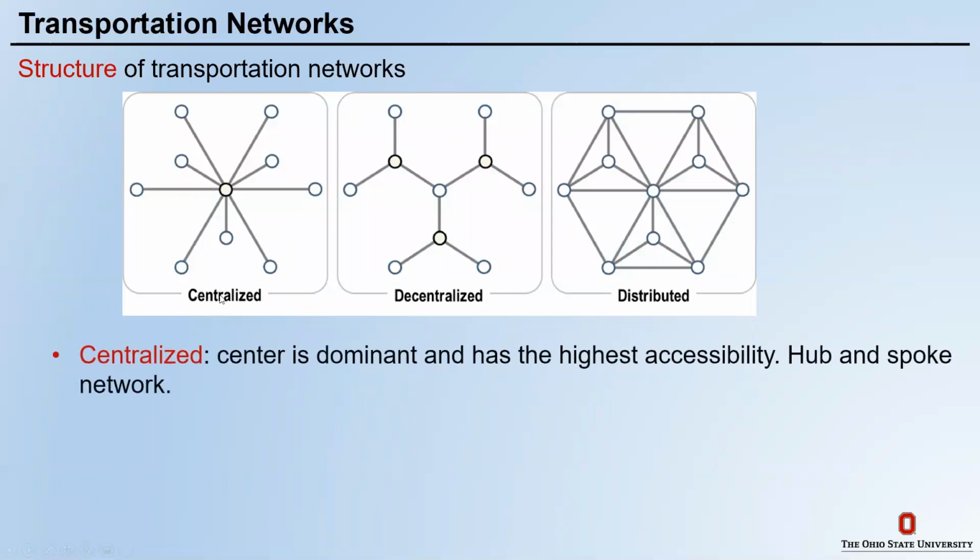Okay, so for centralized network, center is dominant and has the highest accessibility. Hub and spoke network. That's just another name for centralized network, hub and spoke. So you can say here, the importance of different nodes here is different. The central node here is more important than rest nodes because the central node connects all other nodes. And for the rest nodes, their importance is the same because they are not connected to each other. They all connect to the central hub or the central node here, which is the hub of the system of the network, right?